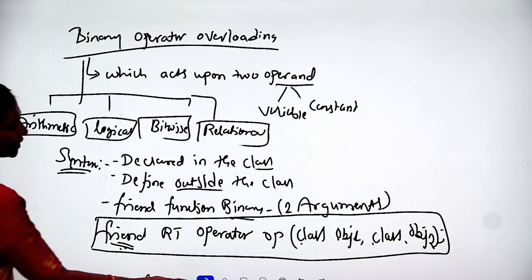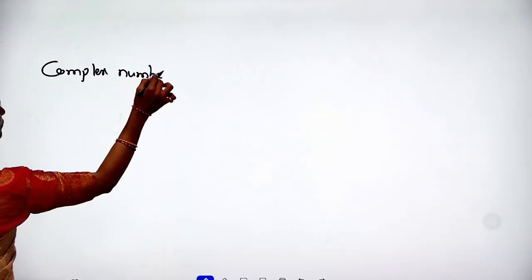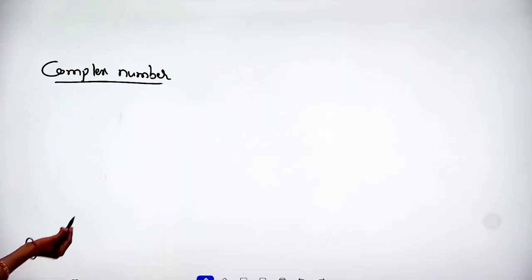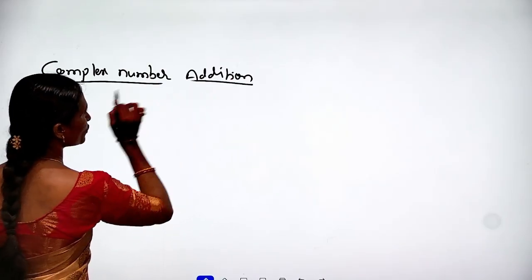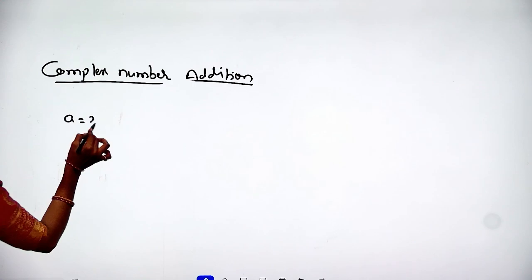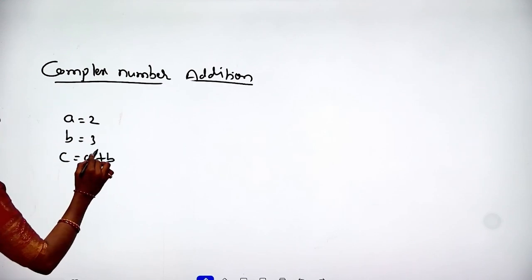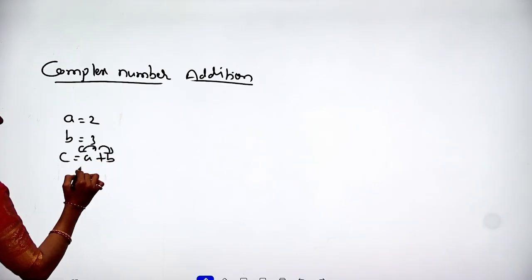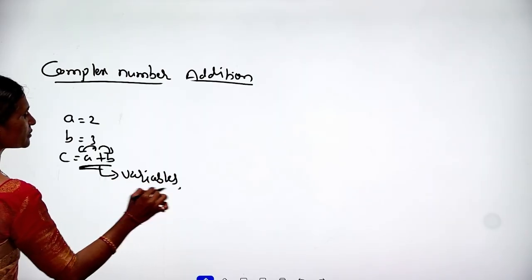So let's take where it is applicable. Why do we need this overloading? For example, let's take a complex number. You can do addition or subtraction, whatever operation you want to perform. Like simple addition of two numbers: a is equal to 2, b is equal to 3, so c is equal to a plus b. And this is applied on the variables.